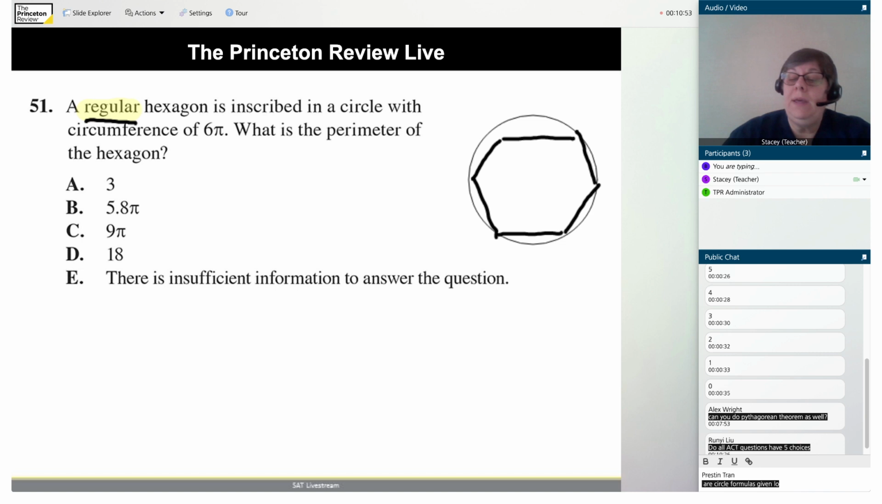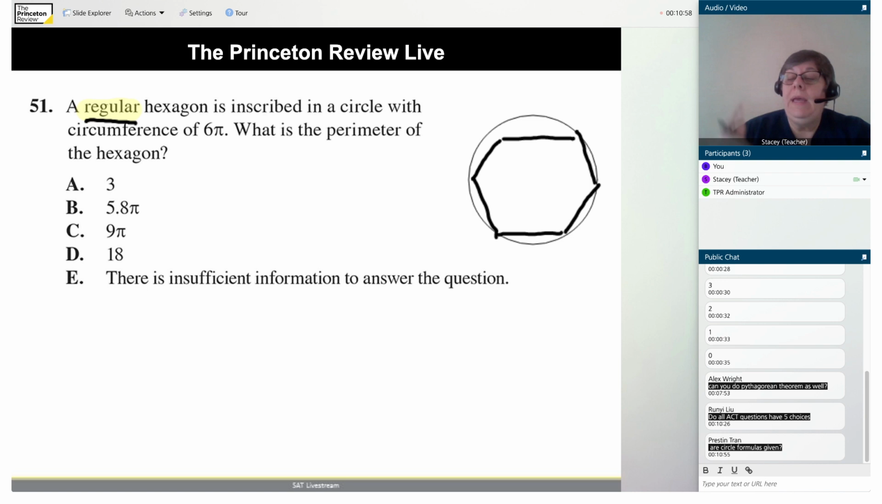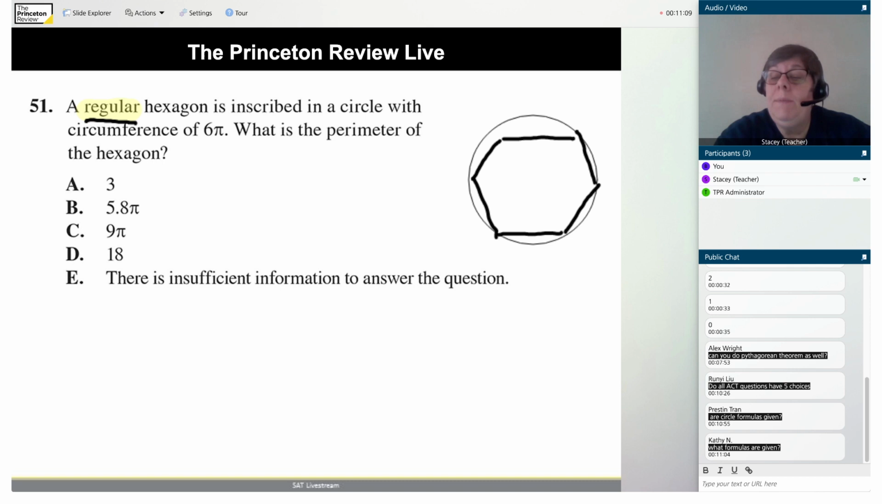Right? In ACT, Preston, no formulas are given. So SAT gives formulas. So Kathy, most of the geometry formulas are given on the SAT. In the ACT, they generally give you no formulas. For the ACT, you have to have your formulas memorized. So you pretty much get no formulas from the ACT. So that's one of the differences between the two.